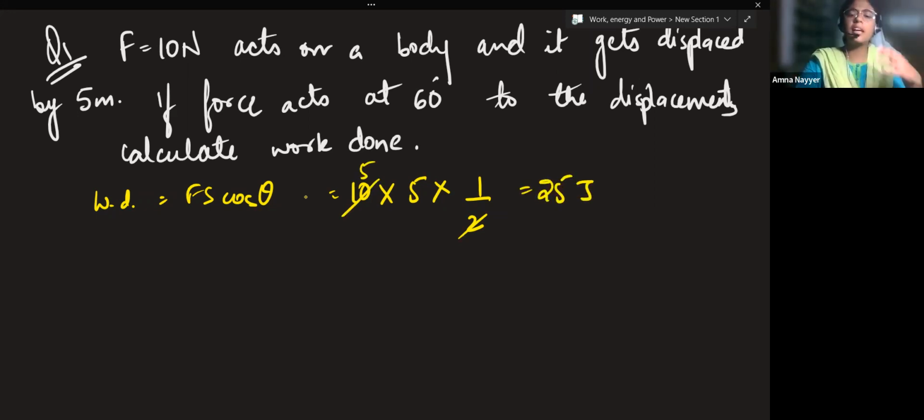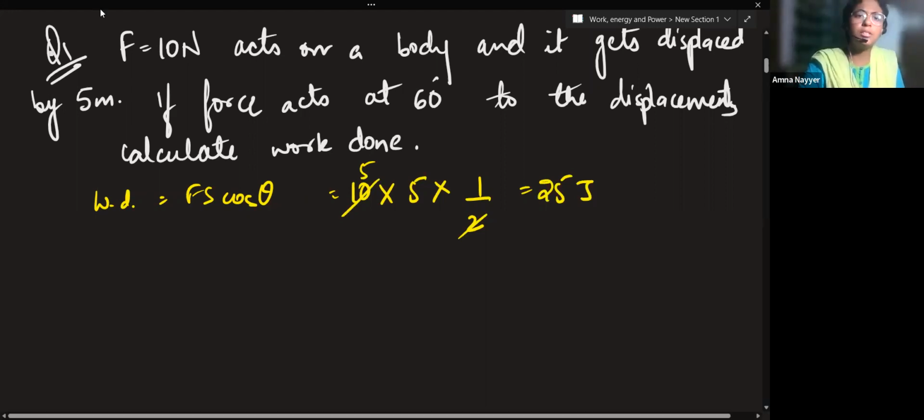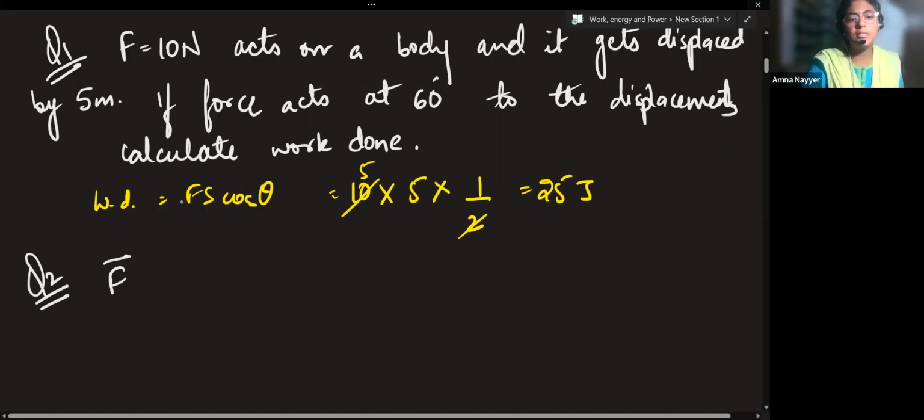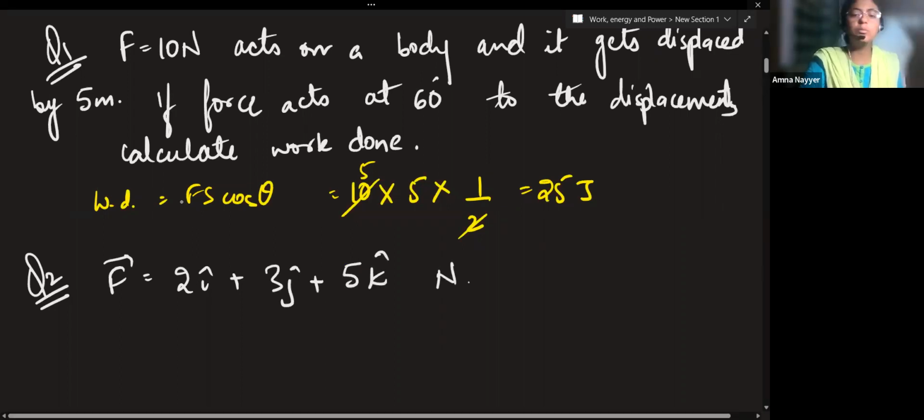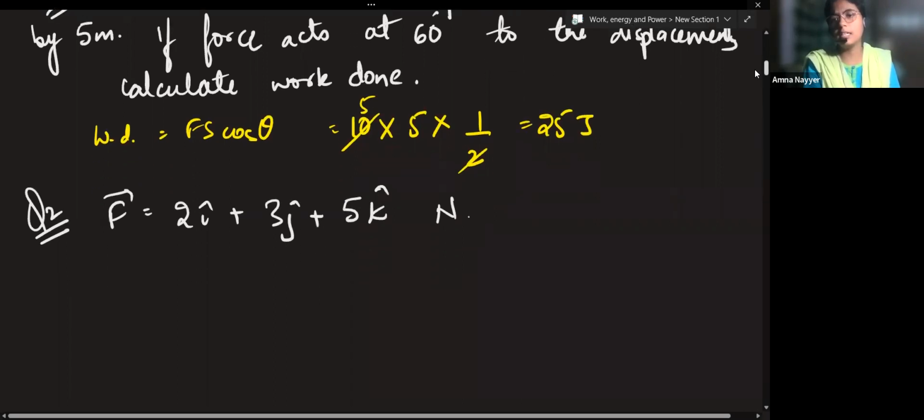Now see, questions can be in any form. You can have the simple questions in Cartesian form as well. In work done, this is the only concept that we have. For example, if I say force is given as 2I cap plus 3J cap plus 5K cap Newton. All right, this is the force that is given.